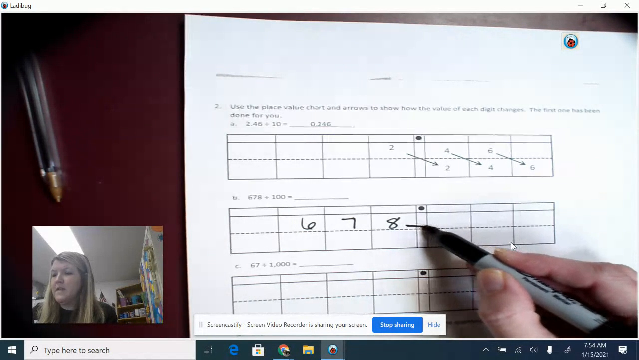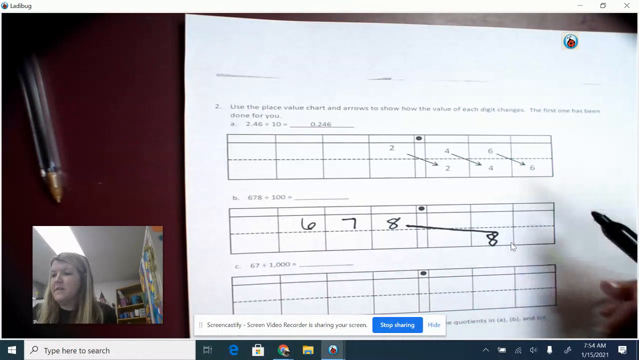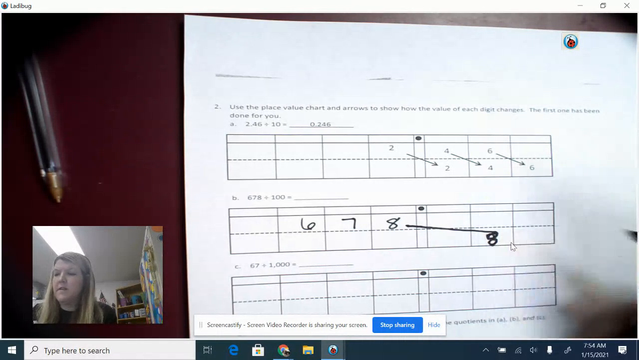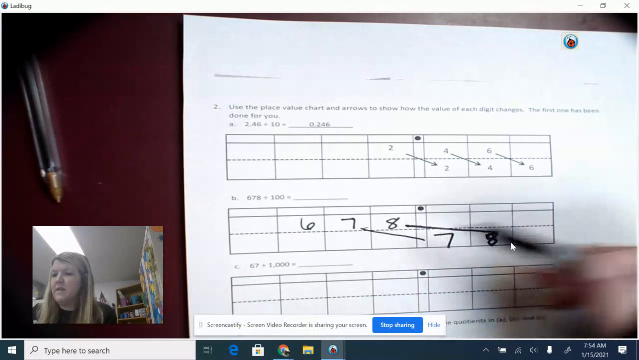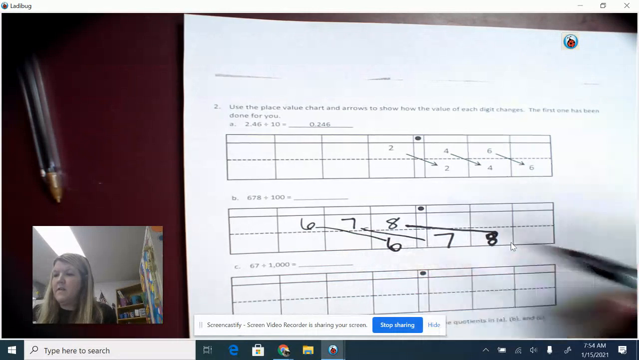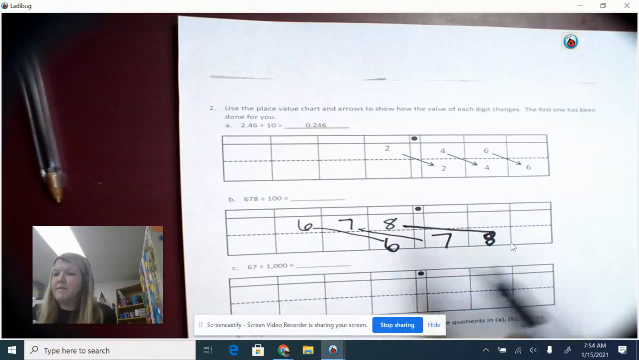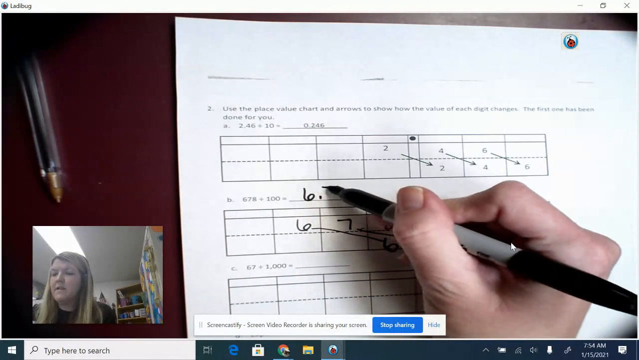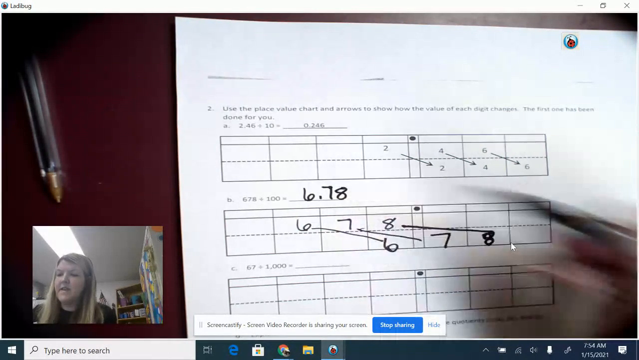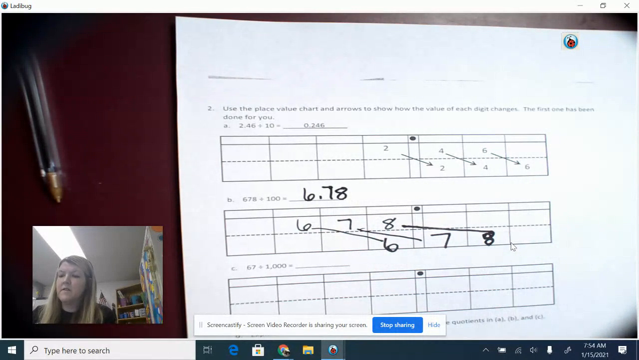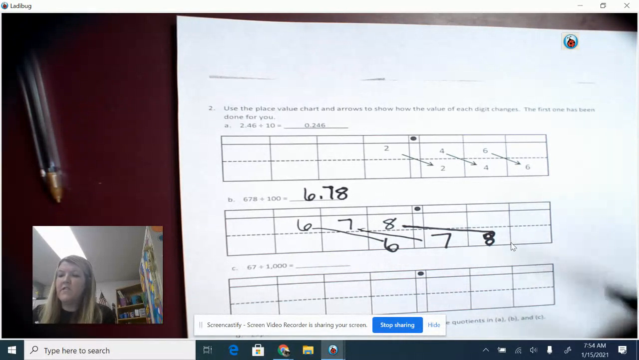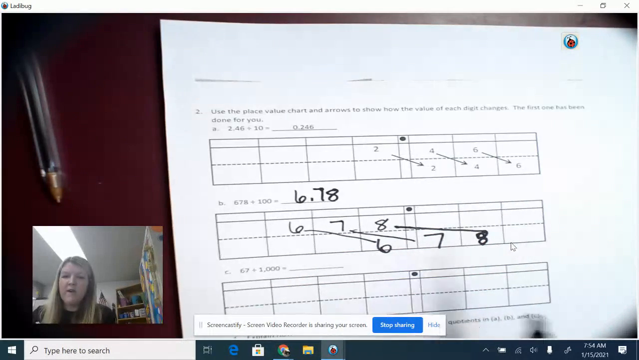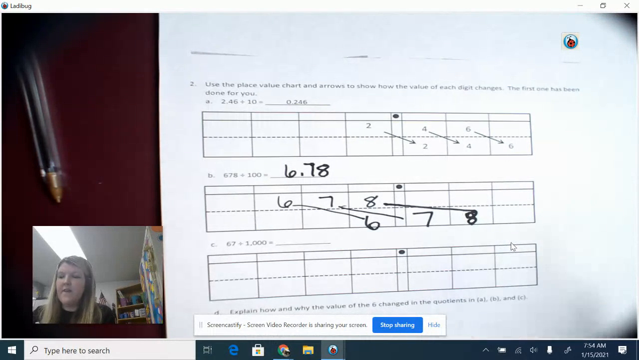So the 8 comes over to the hundredths place. So that's going to be 2 places. Then I've got the 7 and then my 6. So when you do that, you see that it ends up being 6 and 78 hundredths. So the same digits, they're in the same order, just their value has changed. Now we've got 67 divided by 1,000.